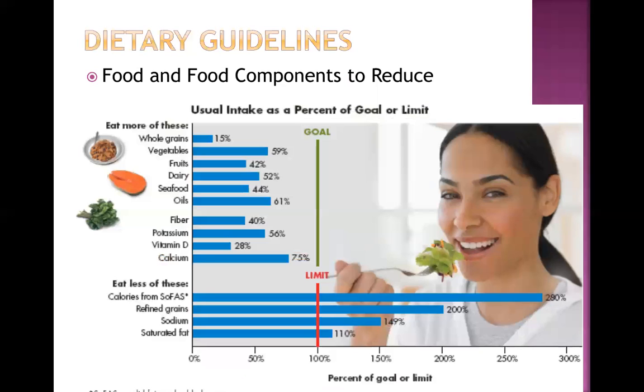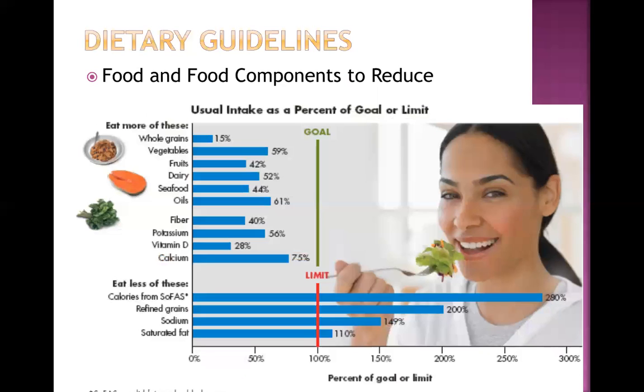So the first thing is calories from SoFAs. What are SoFAs? SoFAs represent solid fats and added sugars. And so these would be things like butter or shortening or beef fat. And then added sugars could be like high fructose corn syrup, things like that. Refined grains are grains that have been milled. We're going to talk about that coming up.